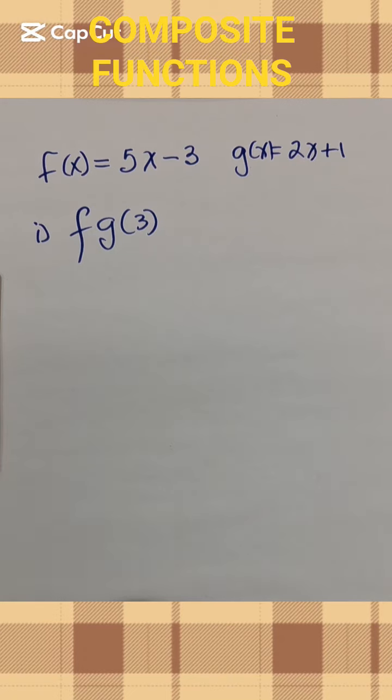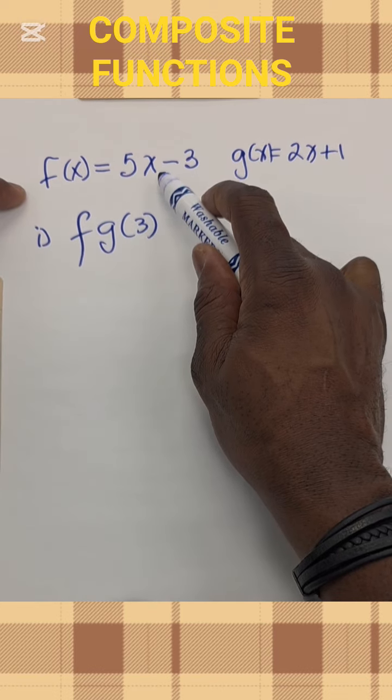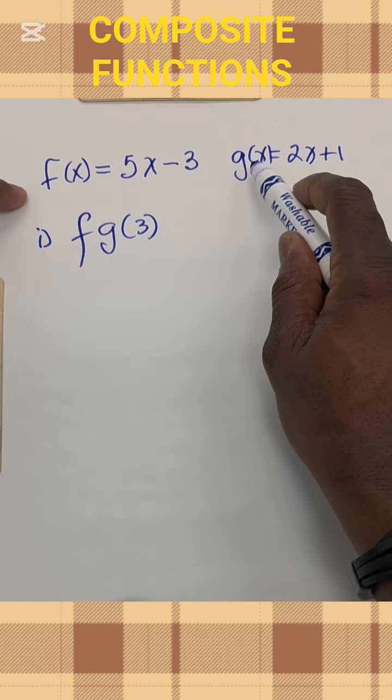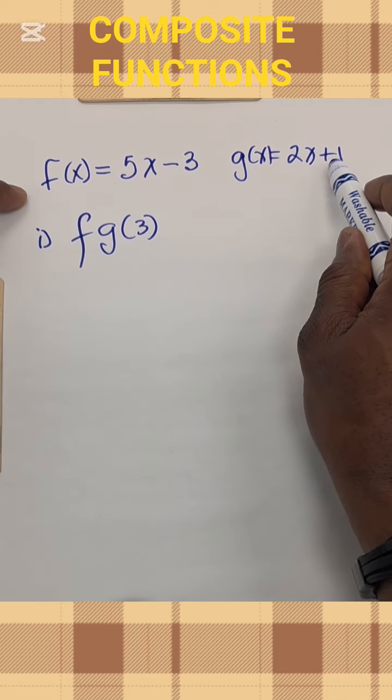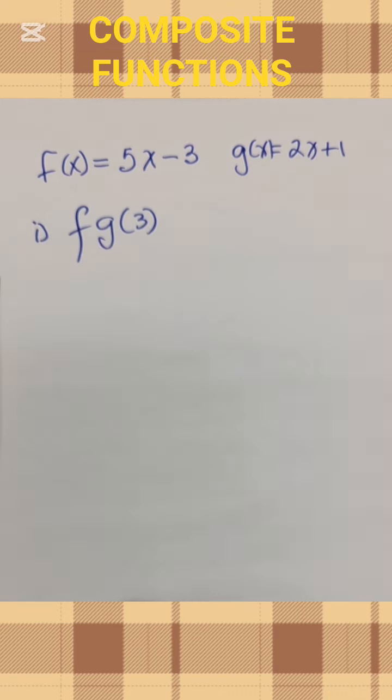Let's take a look at this question. So what we're looking at is the fact that we have f of x, which is equal to 5x minus 3, and g of x is equal to 2x plus 1. We want to do f of g of 3.